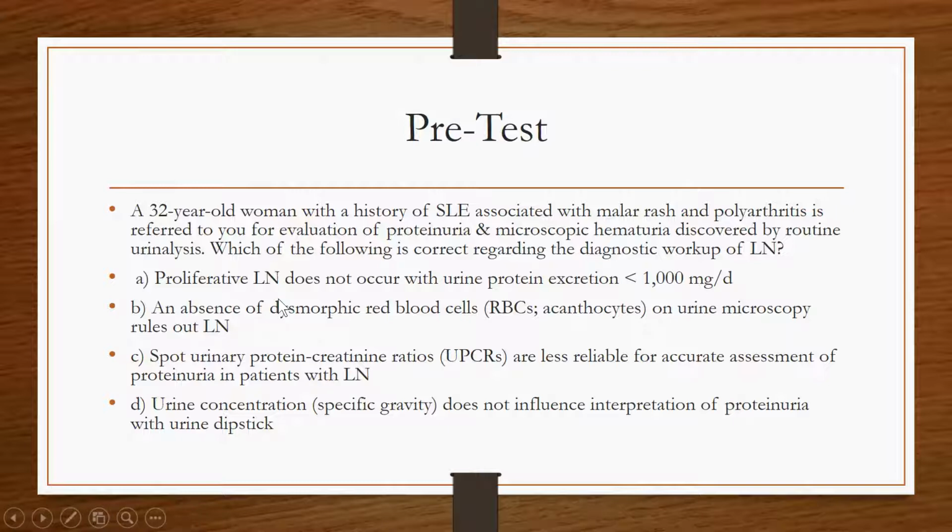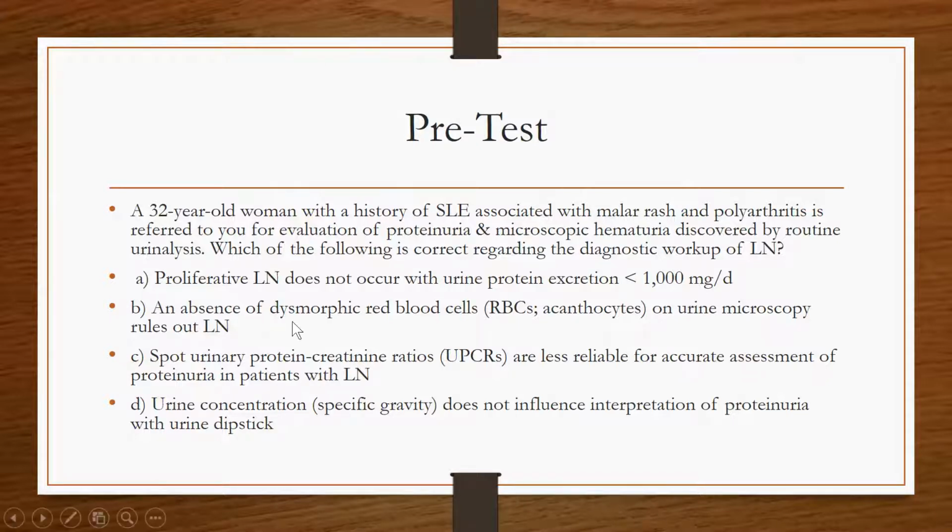Proliferative lupus nephritis does not occur with urine protein excretion of less than 1000 milligram per day. It's a wrong option. It could occur, because even with as little as 500-600 milligram per day, you could have proliferative lupus. That's why we do kidney biopsy.